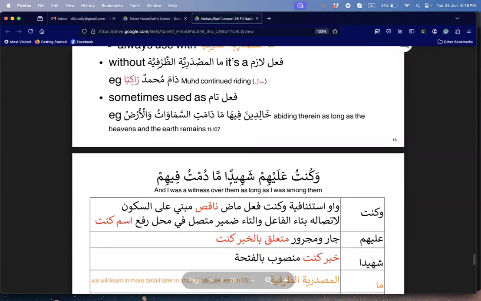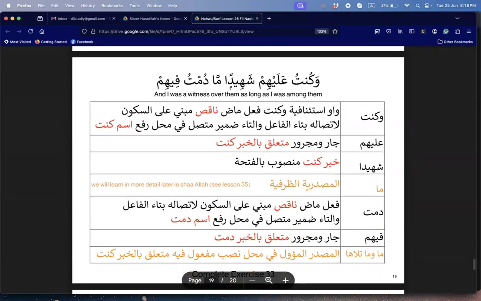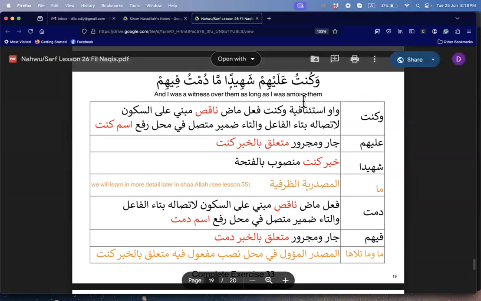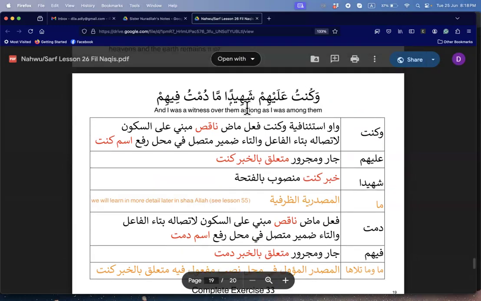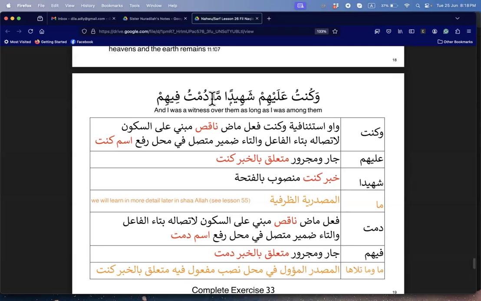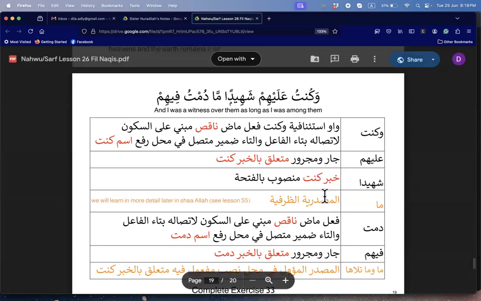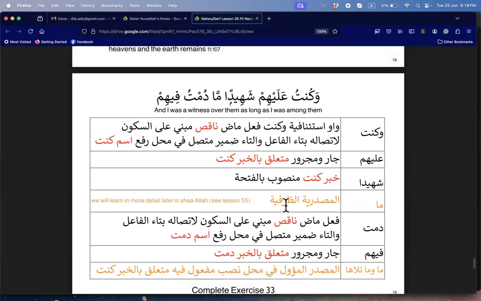So that's what we have in the Quran also. Wa kuntu alaihim shahidan. This is the main part of the sentence: I was a witness among them or over them. Ma dumtu fihim, as long as I was among them. So ma here is masdariyah. You might see this also in Arab books, not just masdariyah but masdariyah zorfiyah.